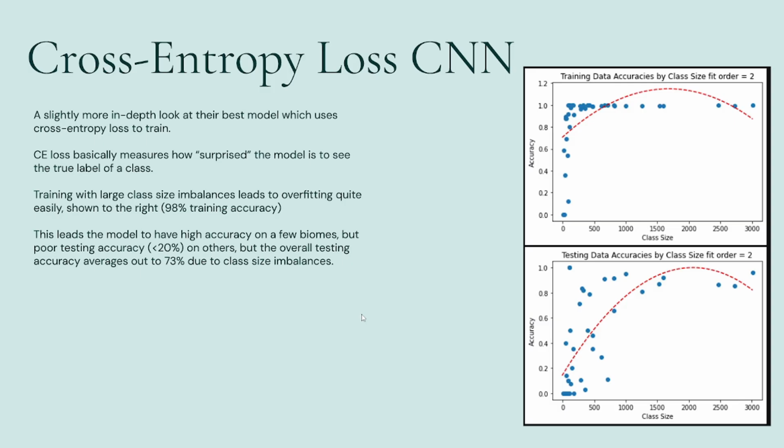I'll take a little bit more in-depth look at their best model, which uses the cross-entropy loss. They're basically using this to measure how surprised the model is to see the true label of a class, but training with these large class size imbalances will lead to heavy overfitting. As you can see in this top graph right here, most of the classes are having 100% accuracy, but on the testing set, a lot of these smaller class sizes will drop drastically. Those classes will have below 20% accuracy, and it does average out to a 73% testing accuracy, however.